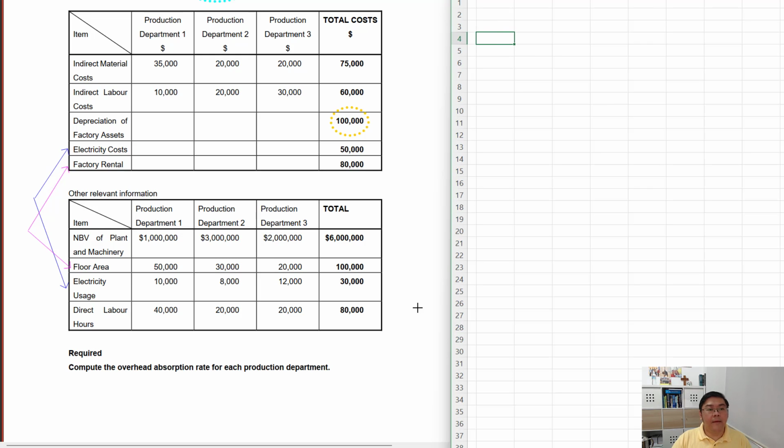Okay, so now I know the requirement is asking for overhead absorption rate, but even before I do that, I'm going to do an overheads analysis where I will carry out the allocation and apportionment. Now what happened right now is I have a couple of items. I need to determine what is the basis of apportionment, and that's the total. And now we have production department 1, and then we have production department 2 and department 3.